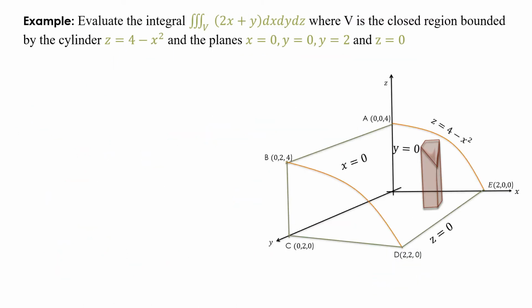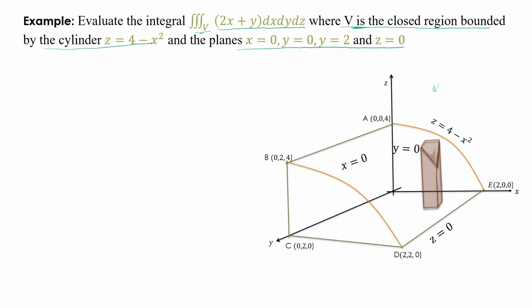Now we take an example. Here we have to evaluate the triple integral of (2x + y) dx dy dz over the region V, where V is a closed region bounded by a cylinder and the planes x = 0, y = 0, y = 2 and z = 0. So here first we plot that particular region, so it is easy to find the limits when you see that graph.